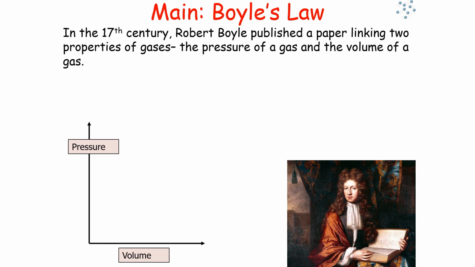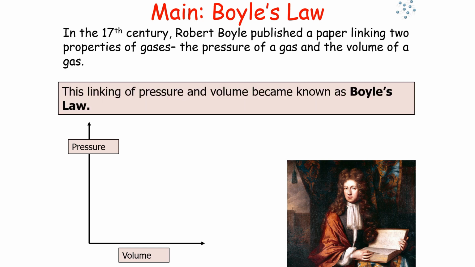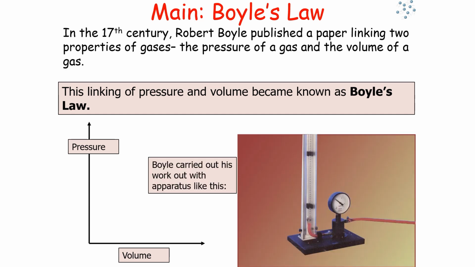Now in the 17th century, Robert Boyle published a paper linking two properties of gases: the pressure of a gas and the volume of a gas. So the linking of pressure and volume became known as Boyle's law. Now Boyle carried out his work with apparatus such as the following.